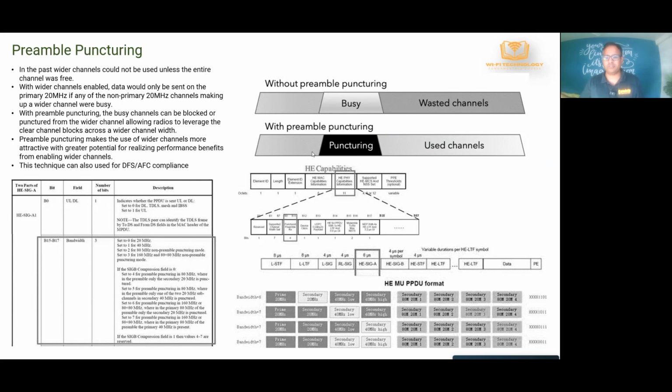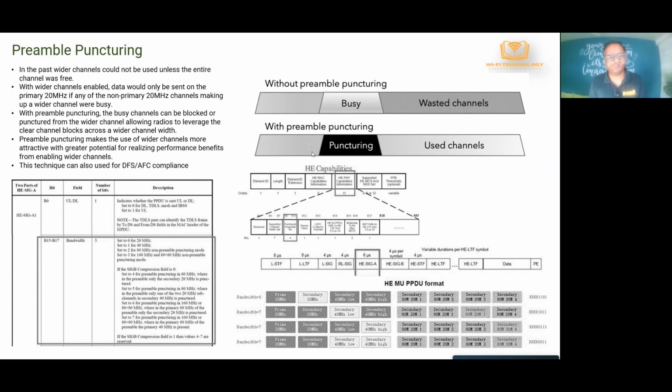So you're basically not sending the preamble in one portion of the band, and that indicates to the receiver that we are going to use the 80 megahertz channel, except for that 20 megahertz portion in the middle. We're going to puncture that and transmit over the remaining 60 megahertz, right? So that allows us to use wideband channels that have narrowband interference.